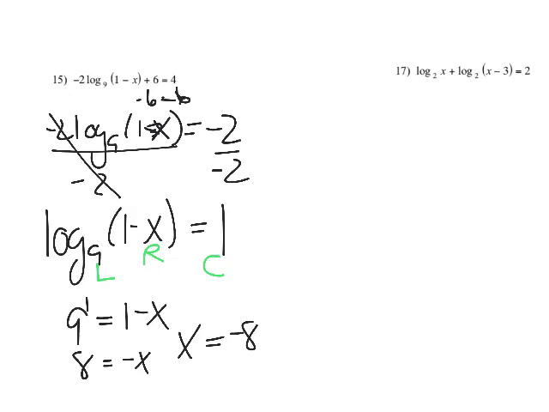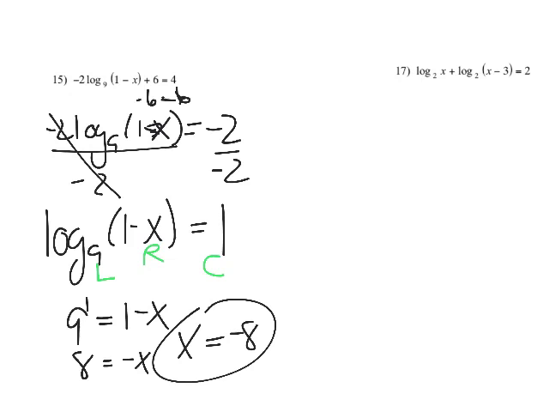And again, you should always go and plug, especially with logarithms, always go and take that answer and plug it back in and make sure that, because remember, you cannot take the logarithm of a negative number, so you've got to make sure that it is actually greater than 0 when you do that, okay?